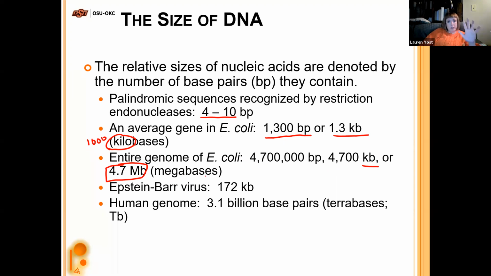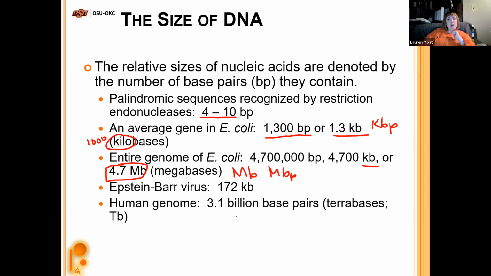These are the terms that you should know. What is BP? KB or KBP, that's another way we might write it, because we don't always just put KB. KBP is pretty common as well. And then megabases or MB or MBP. Okay, so those are the terms you need to be familiar with as far as the sizes go.